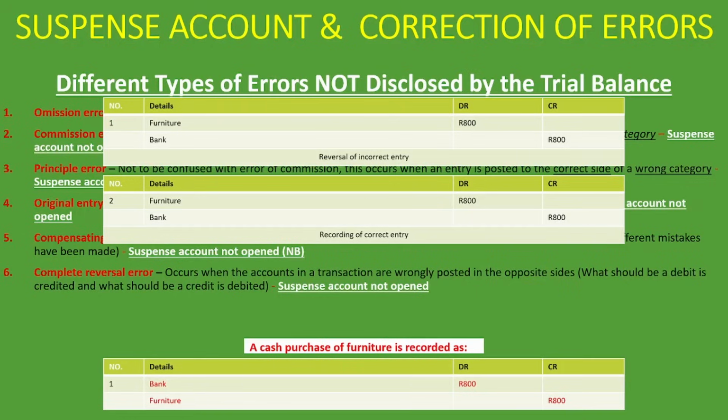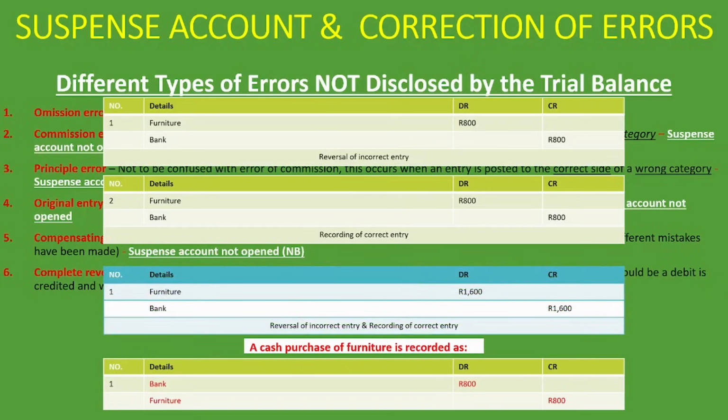So another way to record this journal entry is just to do one journal entry and to use the amount of 1,600 Rand. And this is how it will look. Debit furniture 1,600 Rand and credit bank 1,600 Rand. And the narration there is reversal of incorrect entry and recording of correct entry. So you could have done it any of the two ways and you would be correct. That is what you do when you have the error of complete reversal.